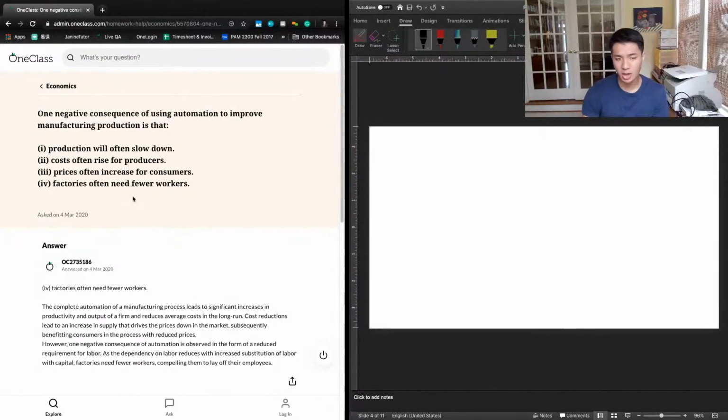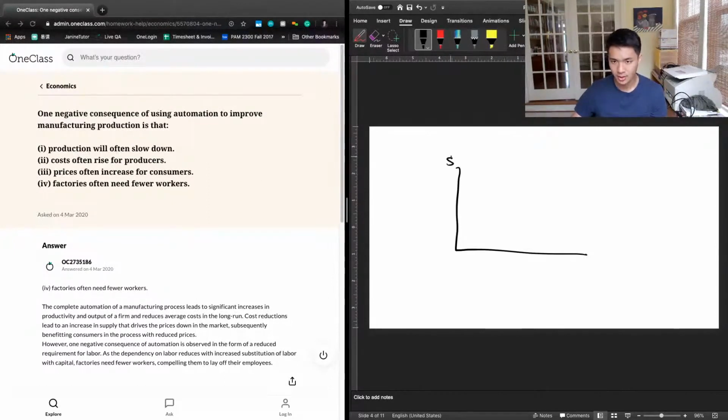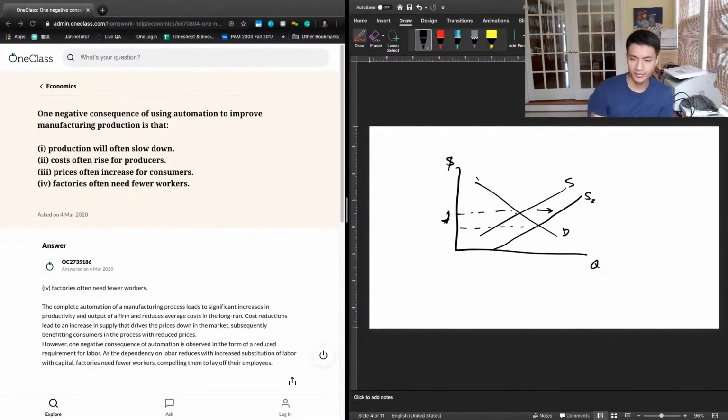So he says that prices often increase for consumers. Well, we can take a look at this on a supply and demand graph, right? Price here, quantity here, demand, supply. And what happens when supply goes up as a result of cheaper labor or cheaper production costs? Supply shifts to the right, and look at what happens to the price. The price has gone down. It went from here to here, right? And so that is not going to be what we see for consumers. So 3 is also going to be incorrect. So 4 is what we're left with.